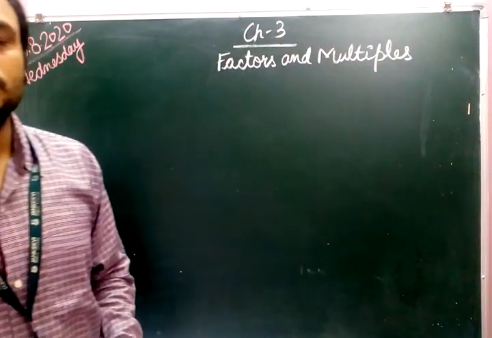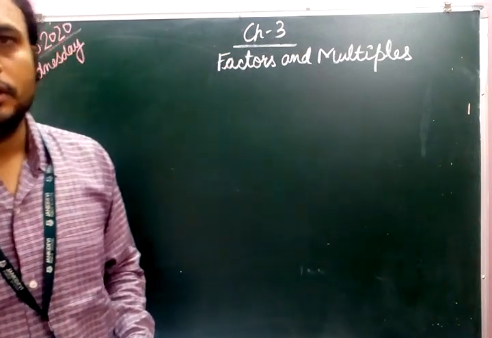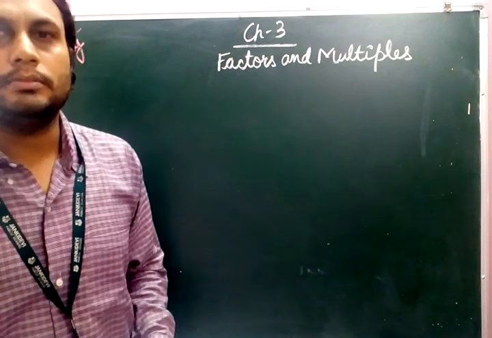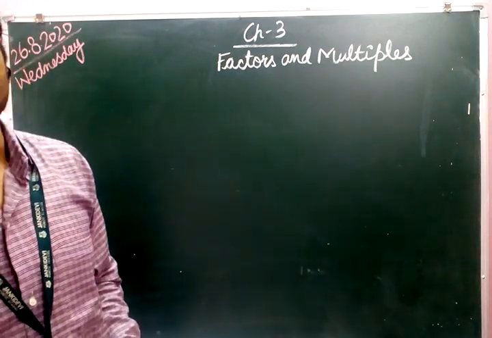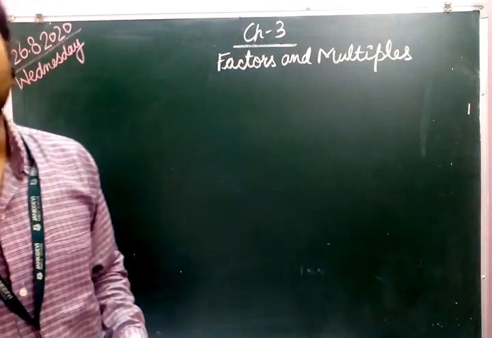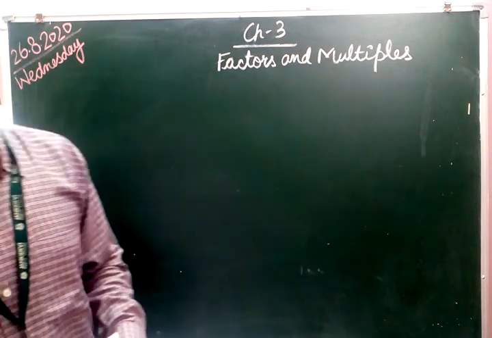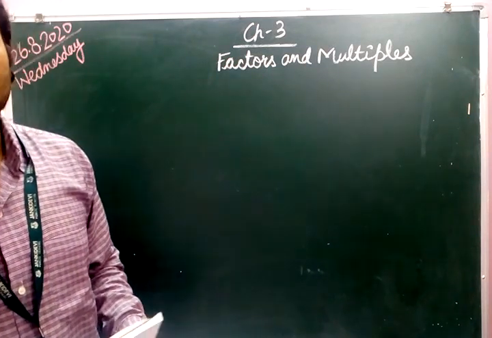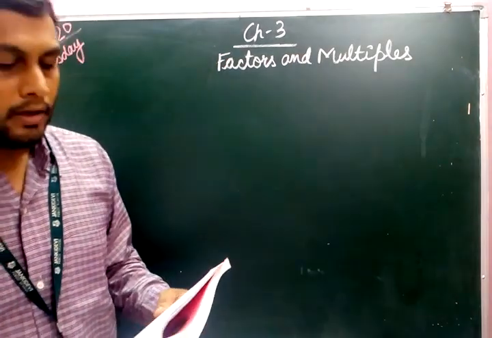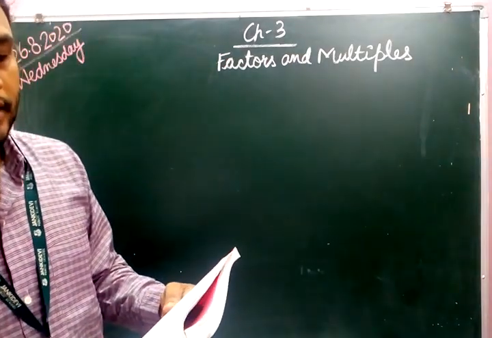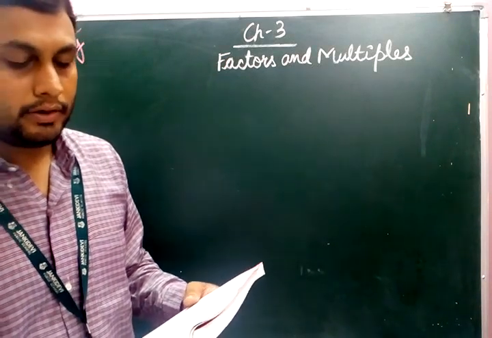Today we are going to continue our chapter 3, factors and multiples. Today we are going to discuss some story sums of factors and multiples, which is a combination of HCF and LCM. So first we will consider an example from your book, which is shown on page number 36. The first example: find the largest number that divides 12 and 20 without a remainder.